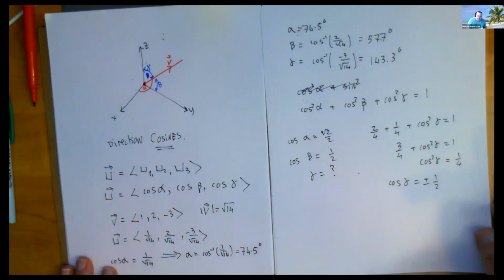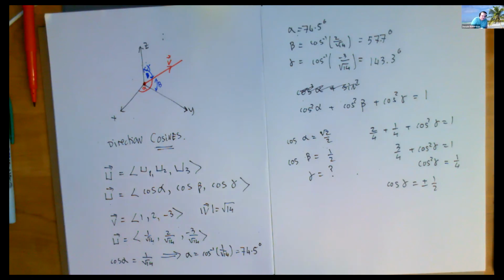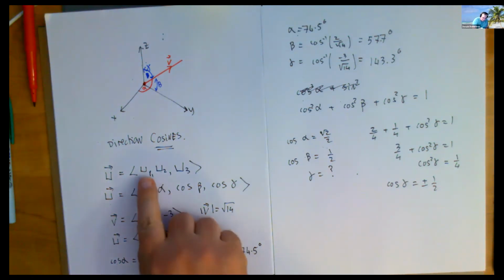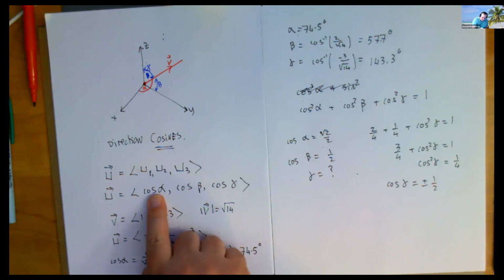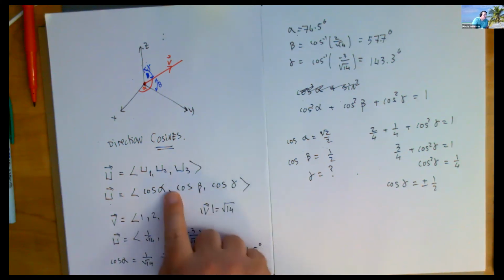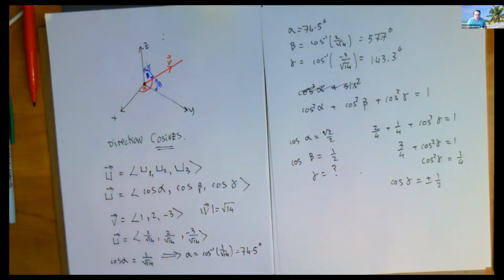So these are called direction cosines. Essentially what it says is that the components of a unit vector are the same as the cosine of the angles it makes with the x, the y, and the z axes in 3D.